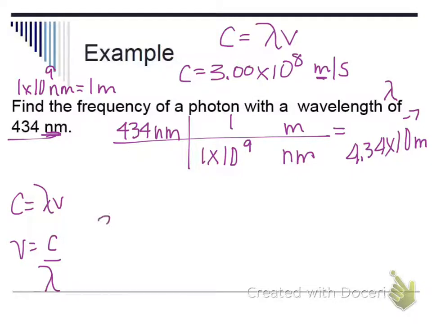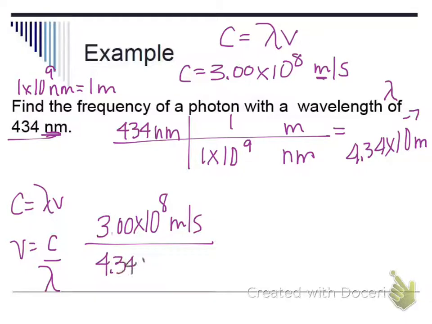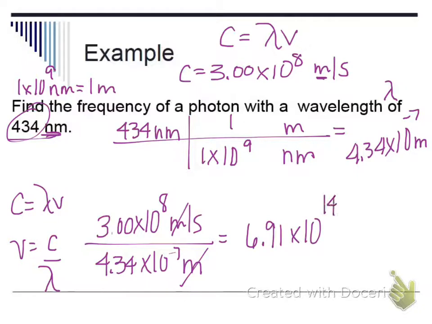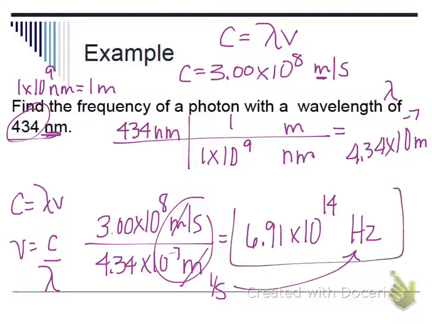So now let's plug it in. 3.00 times 10 to the 8th meters per second divided by 4.34 times 10 to the negative 7 meters. So now meters cancels out, and I need 3 significant figures. Remember, speed of light is a constant. We do not use constants to signify how many sig figs we need. So we're going to use our nanometers. So 6.91 times 10 to the, not negative, positive 14. And that's going to be hertz. If you look at what's left over here, it's 1 over seconds, which of course is hertz. So that is the answer to that.